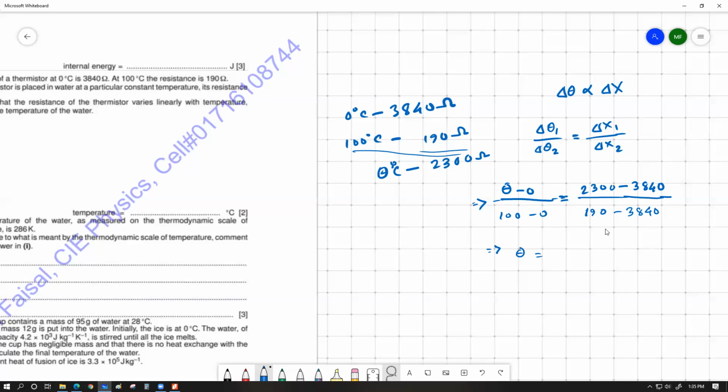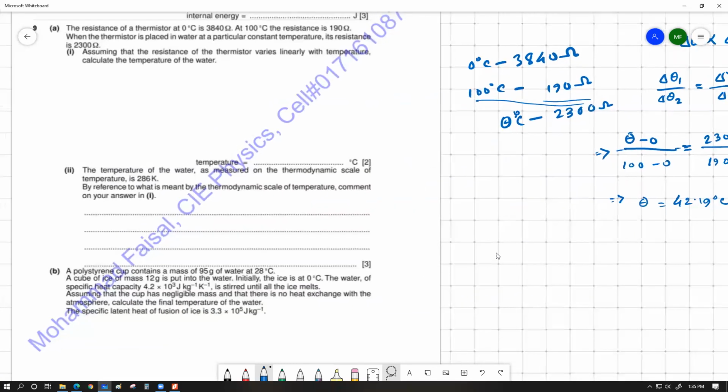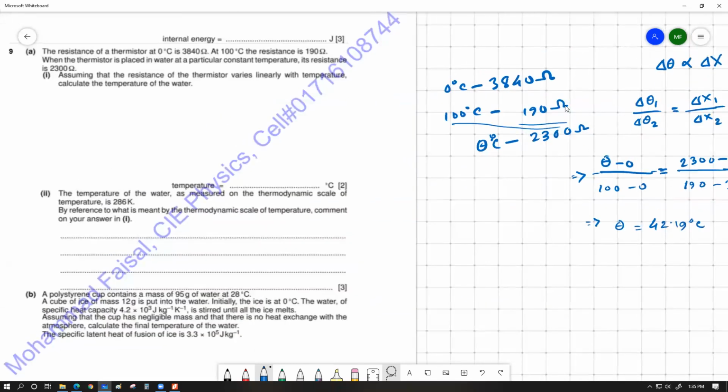42.19. So this temperature is going to be 42.19 degrees Celsius, or you can write it in 2 SF as 42 degrees Celsius, or in 3 SF 42.2 degrees Celsius is also acceptable. Just a quick refresher of the thermometric equation that we learned in our O-level syllabus.